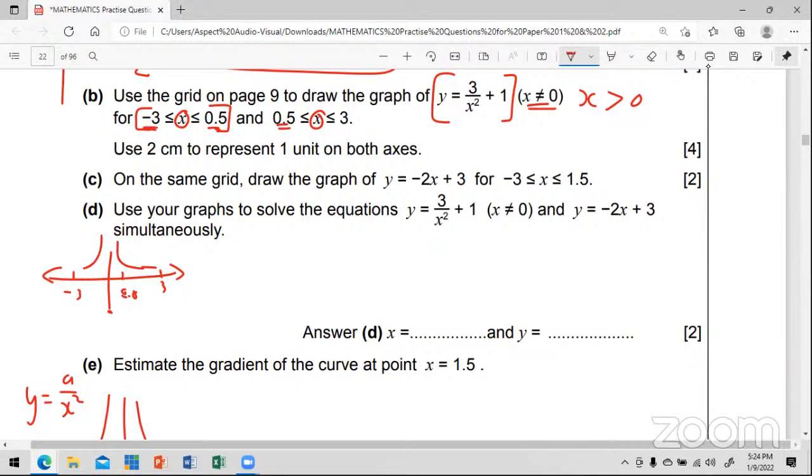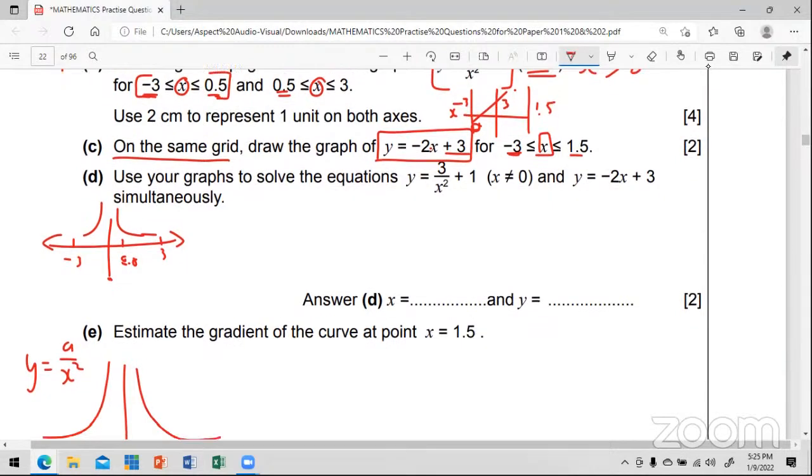Are we following? The next one, on the same grid, plot this. What is this? That's a straight line. Are we following? With a negative gradient. So most probably it cuts at 3 here, and it goes like this, from negative here to negative. It looks like that. Are we following? Okay. And then they tell you that the one you're plotting for, your x here, not your range, but yeah, domain, but don't worry about that. Your x here stretches from -3 up to 1.5. That's the limit that they're giving you.